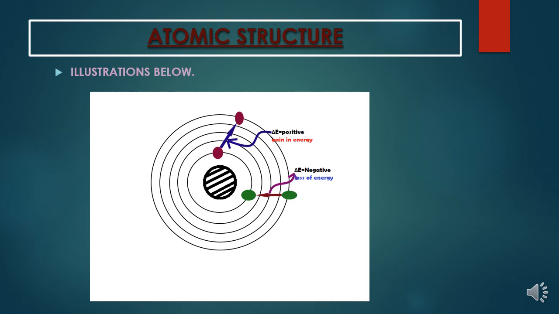So this was the illustration that I gave to say an electron will move from the lower energy level to any higher energy level, and it is going to gain energy. The electron will gain energy for it to move, and the energy will be positive. An electron can move from a higher energy level to any lower energy level by losing energy, which makes the energy negative.